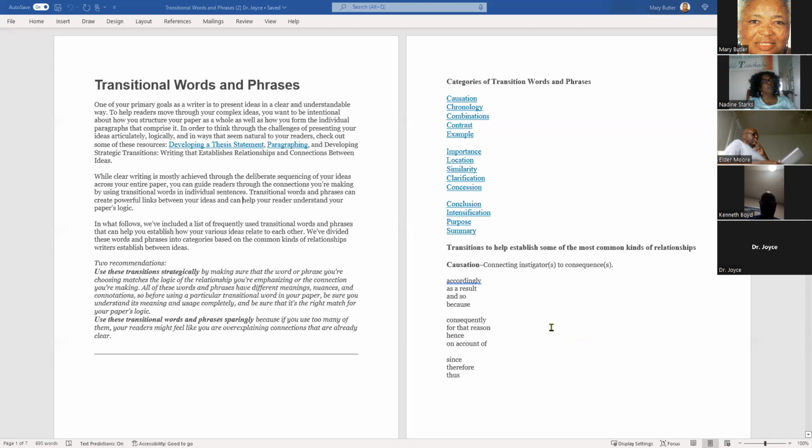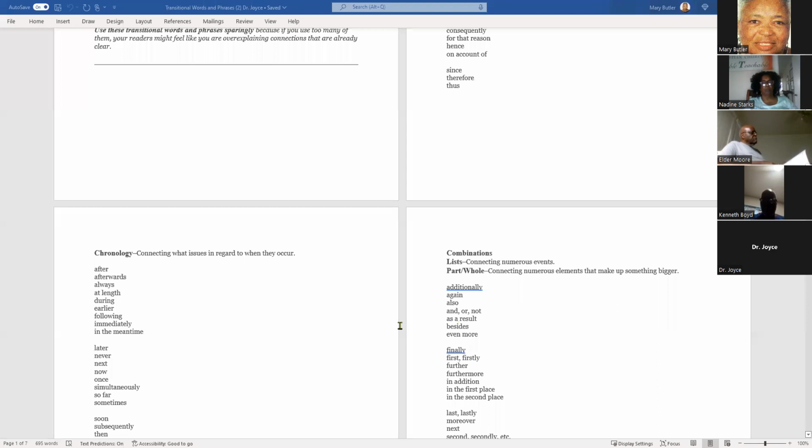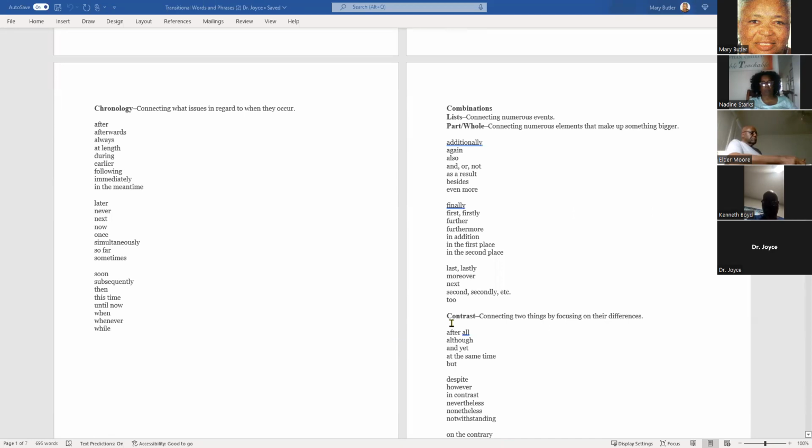Okay, these are words that are going to bridge the gap, sort of carry your thoughts over. In this particular listing, these are transition words and phrases. So you have causation, chronology, combinations, contrast, example. You might use these words. They could possibly work for you here. Chronology means connecting ideas in regard to when they occur.